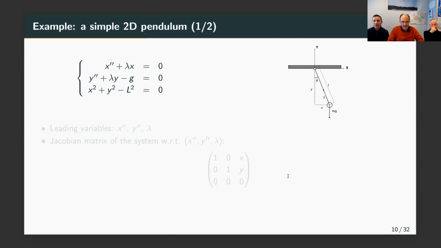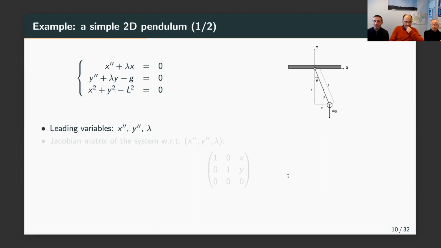So basically, you have three variables, which are x and y, the coordinates of the mass, and lambda, that represents the tension in the rod, and the rod is of fixed length. So you have two differential equations for the dynamics and one algebraic equation for basically the constraint that your rod cannot change length. For solving this system, the leading variables in this system are basically the highest differentiations, let's say, of your variables.